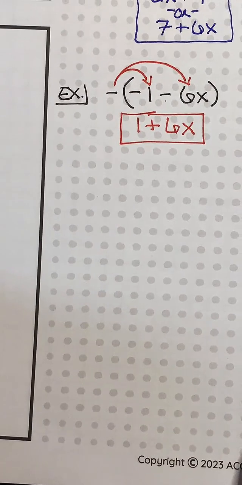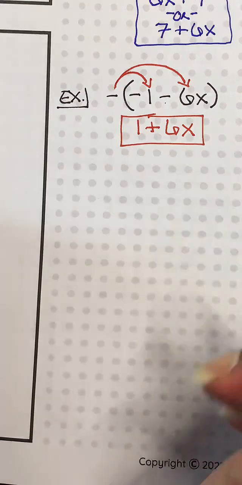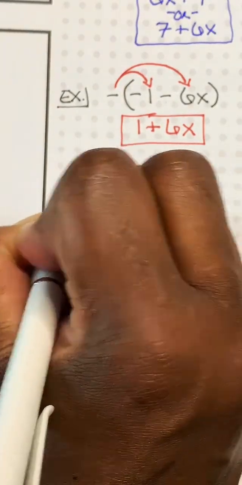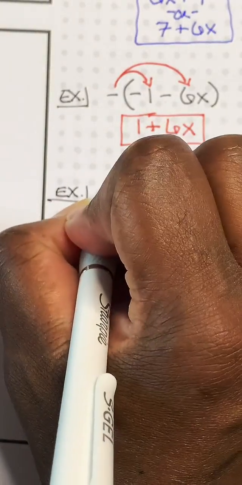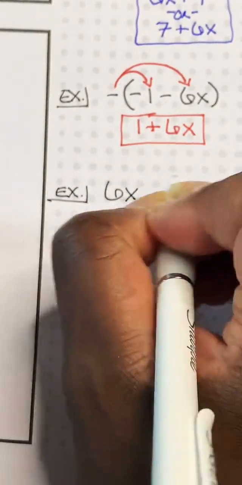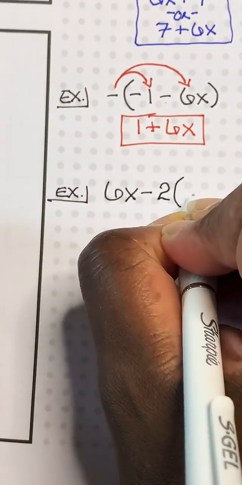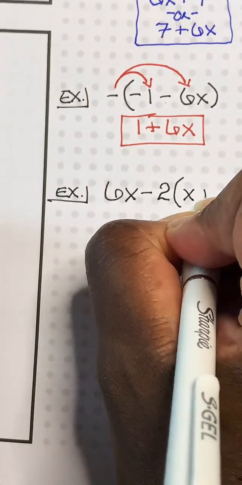All right, so let's get with our next one. So we have 6x minus 2 times x plus 4.